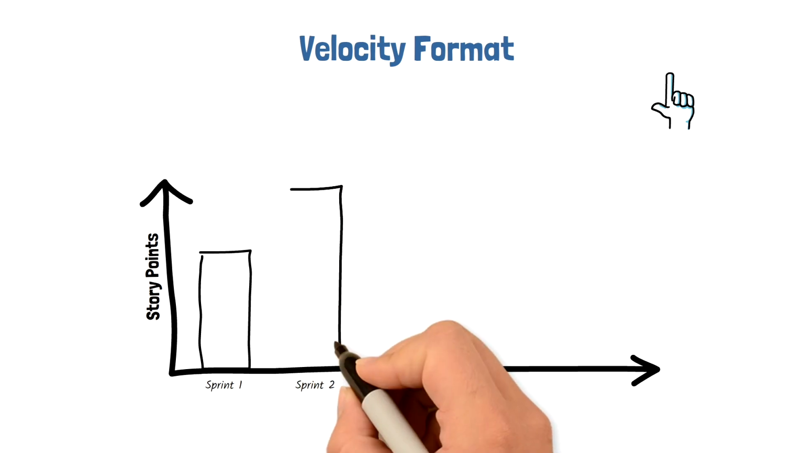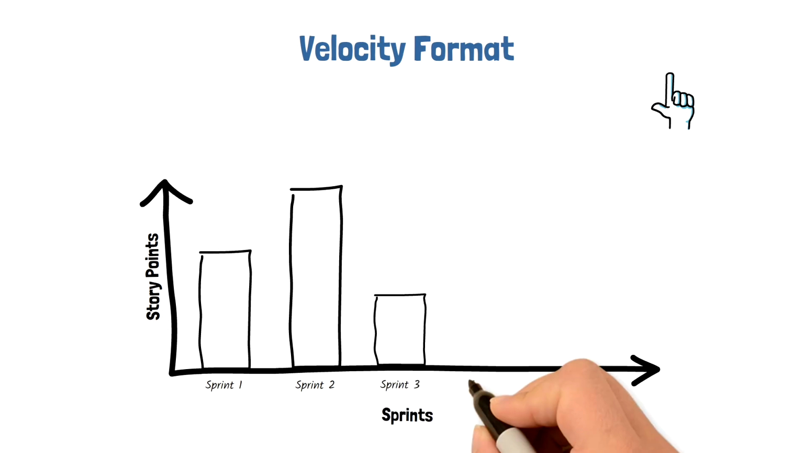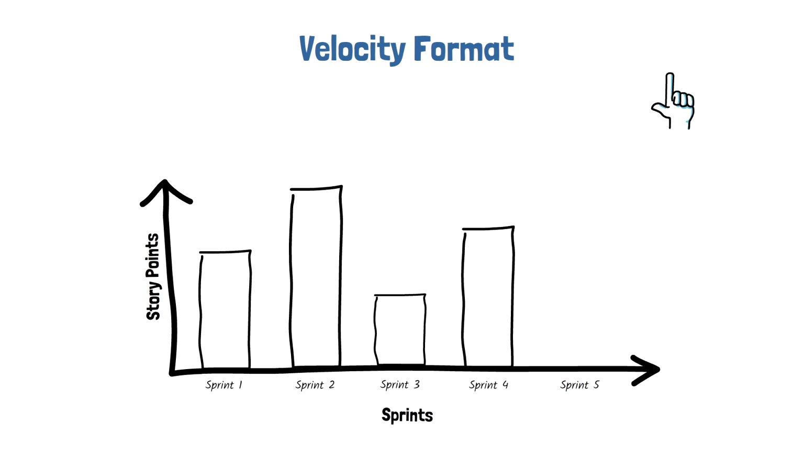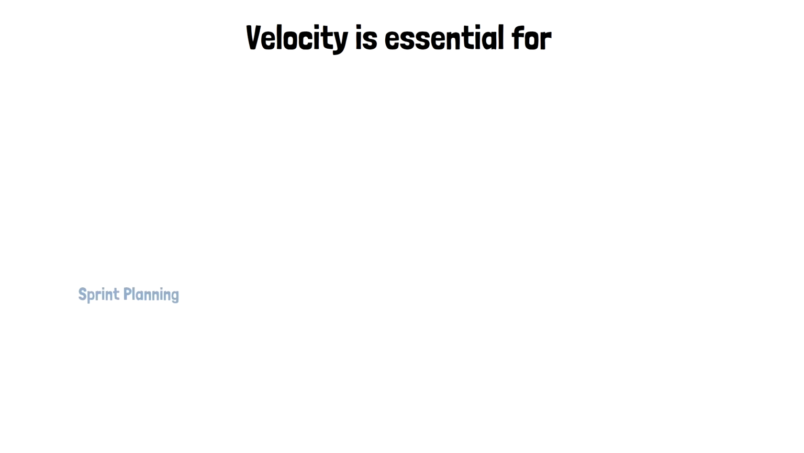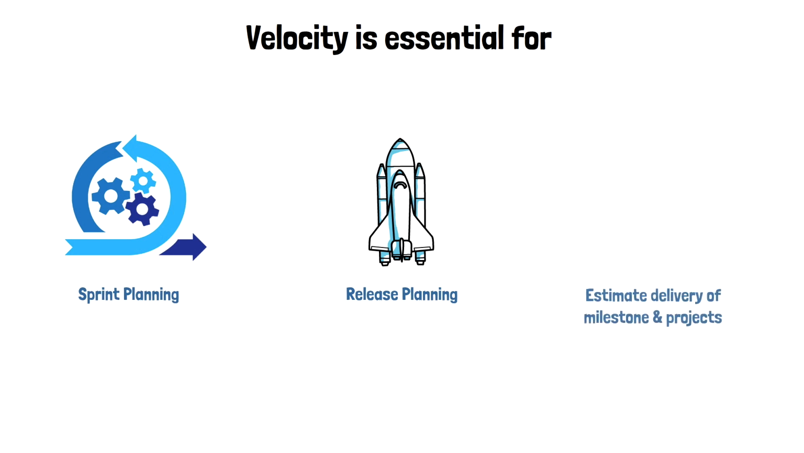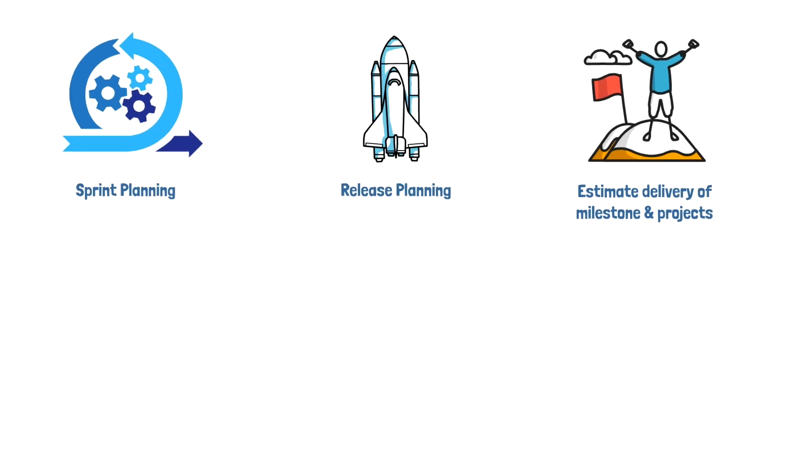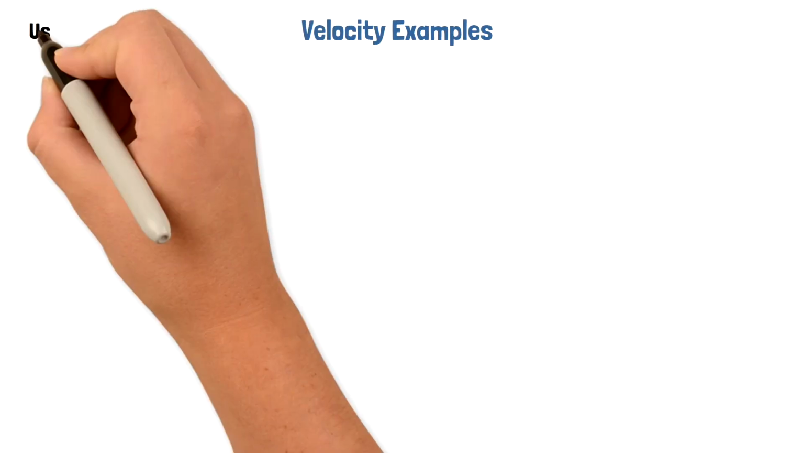Velocity usually varies the most in the first few sprints and then begins to stabilize. It's less predictable during the early iterations since the team needs some time to test their approach, methods, and familiarize themselves with the project. Velocity is essential for sprint planning and release planning. Once a team has tracked their velocity over multiple sprints, they can use their velocity to estimate when the next releasable milestone or project will be done. Let's look at some examples on how velocity can be used for sprint planning and release planning.